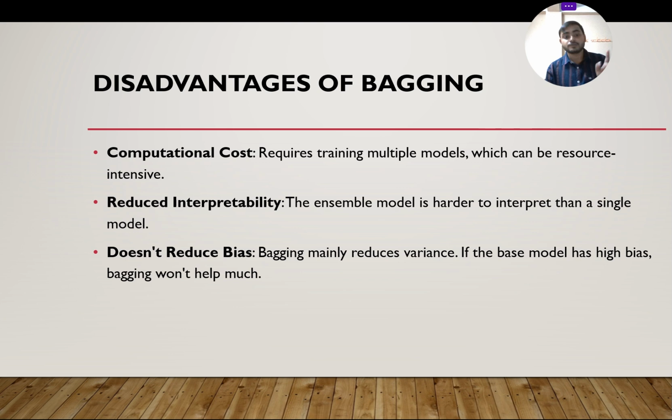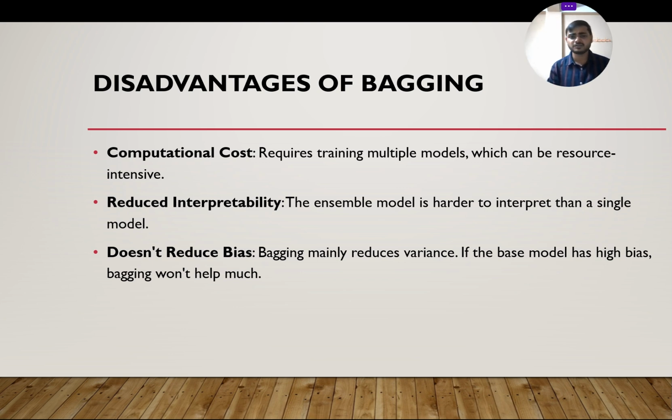Reduced interpretability. Why is it reduced? That is very obvious. If you use one algorithm, the interpretability is much higher. You can capture what is happening in that algorithm. But now you are using multiple algorithms in parallel mode. That's why the interpretation is maybe harder than a traditional machine learning algorithm, and that is very obvious.